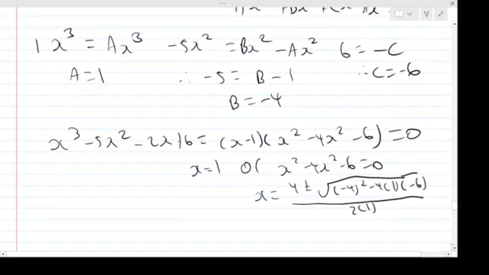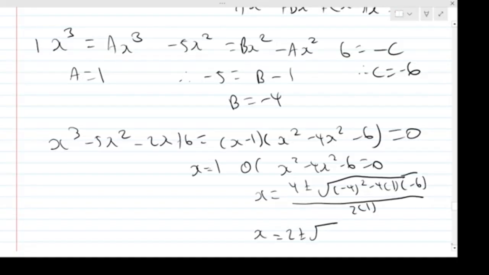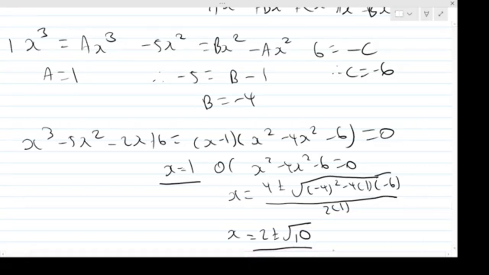Put that in a calculator, I then get x is 2 plus or minus root 10. Okay, so therefore I've got my three solutions there: 1, and 2 plus or minus root 10. Okay, now which one do I accept then? Which one should I take to be the actual solution they want me to take?